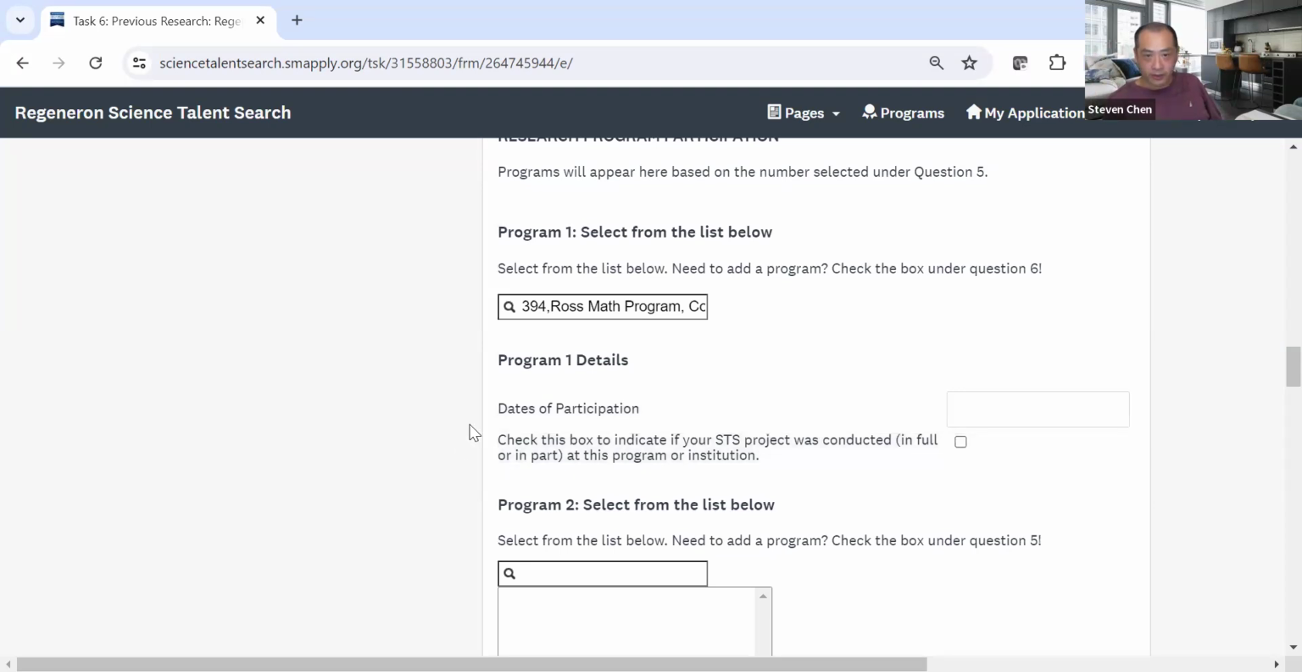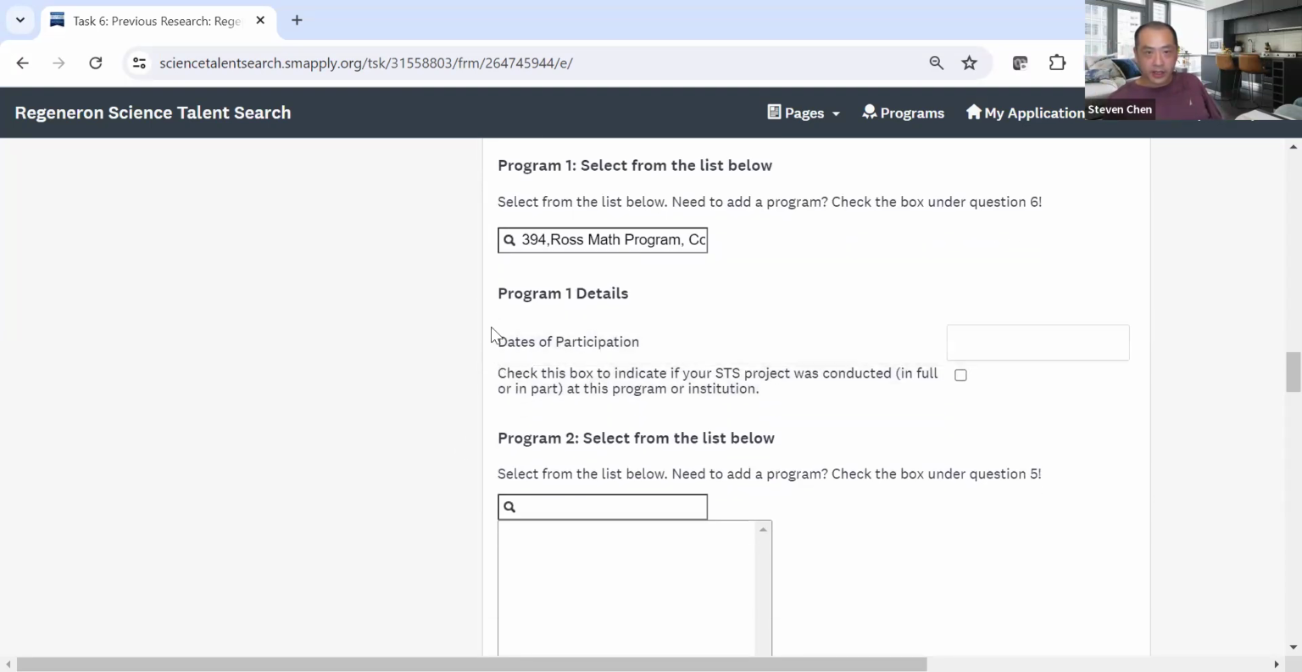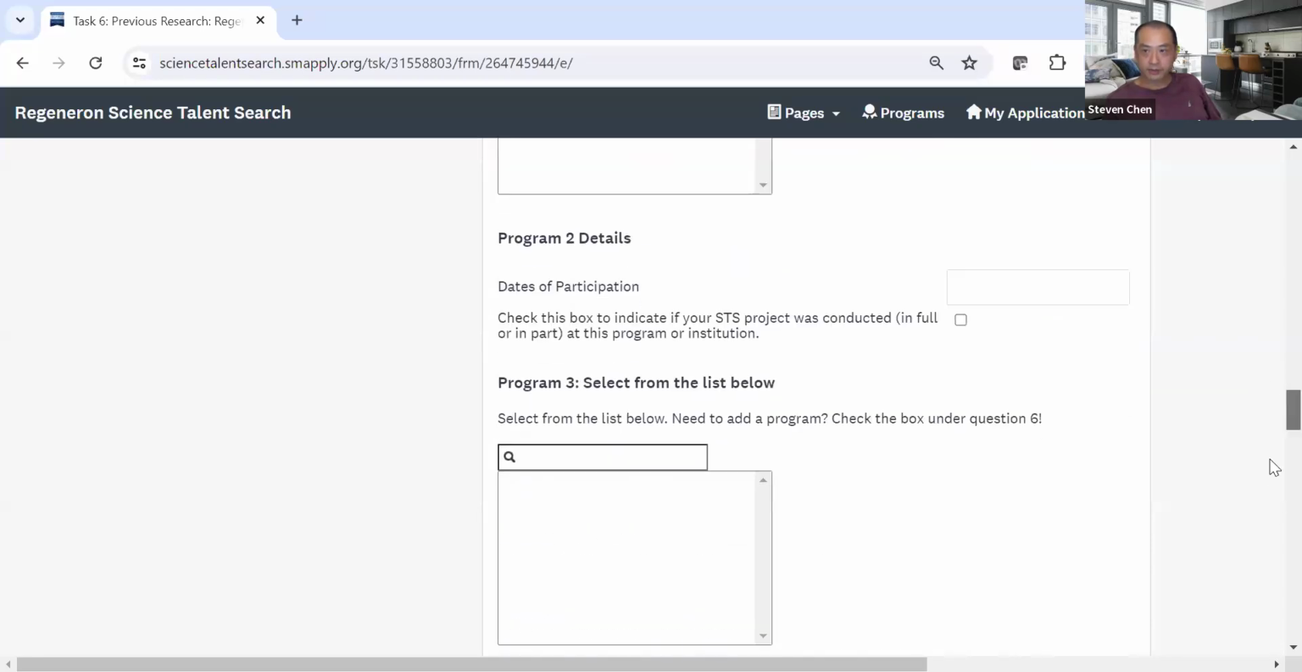Okay, good. And you see here, right? For each program, you're asked to provide the details about when you took it and whether it is a part contributing to your STS. Okay, sounds good?